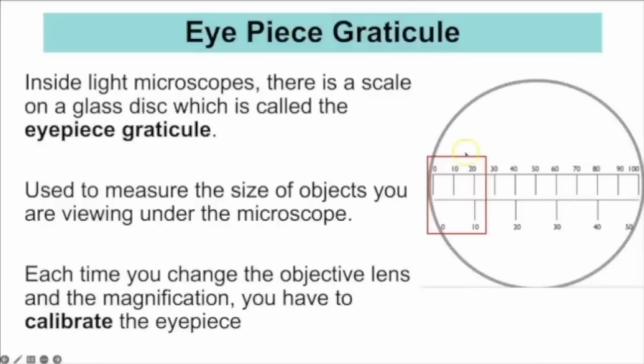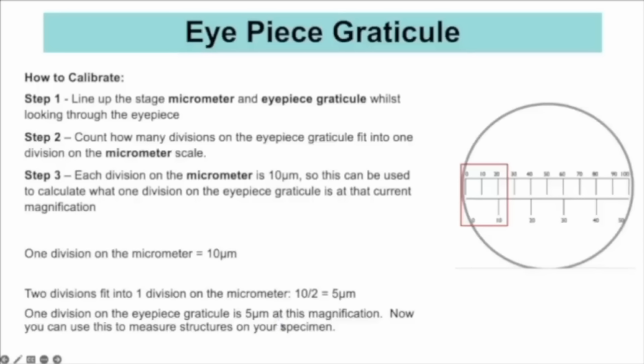At each magnification, the value of one of the divisions on your eyepiece graticule will be different. So you have to know how to calibrate it at every magnification to work out what one division on your eyepiece graticule is worth. This is how you would do that. You would need to use something called a stage micrometer.